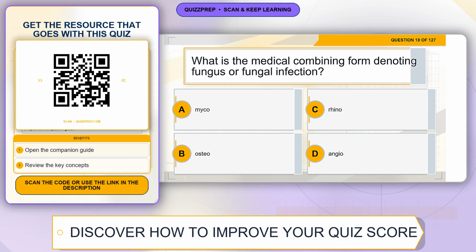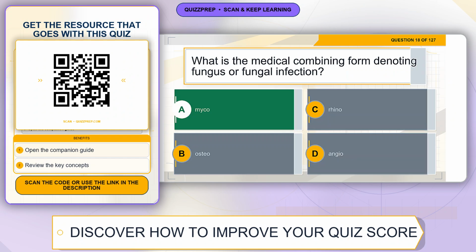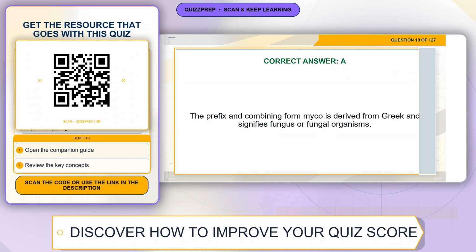Question 18. What is the medical combining form denoting fungus or fungal infection? Option A, myco. Option B, osteo. Option C, rhino. Option D, angio. The correct answer is option A, myco. Explanation. The combining form myco is derived from Greek and signifies fungus or fungal organisms.